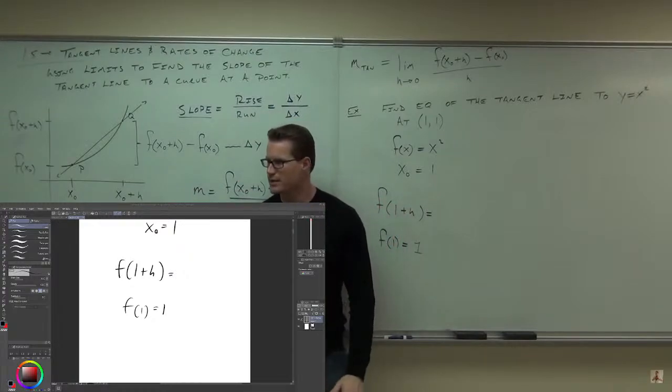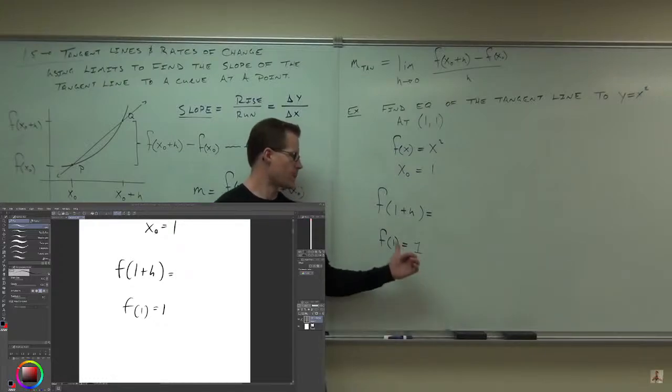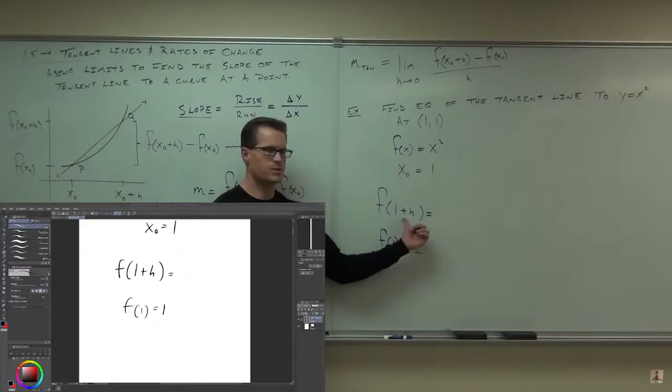What do you do with that? Turn it into a polynomial. Turn it into, what do you mean? Plug it into f. You know what this meant? This meant plug in 1, right? You know what this means? Plug in 1 plus h.